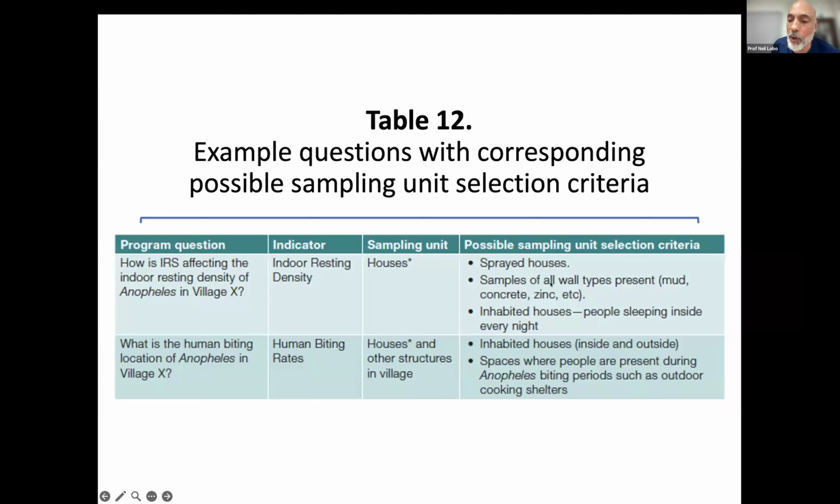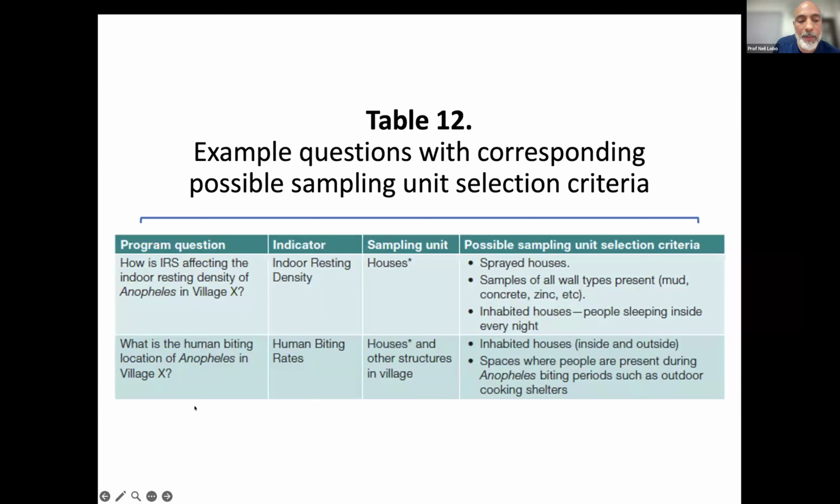You might want different kinds of walls. Let's say you've sprayed in your villages, you have mud walls, walls made with concrete, tin walls or wood walls, and your indoor residual spray might impact each wall type differently. So you might want to choose different types of walls for your sampling unit. You might want to choose houses with people or without people. I would usually choose houses with people, because that's why mosquitoes are attracted to that house. So you can see how your specific program question has a sampling unit, but you might choose different sampling units based on what question you are trying to ask.